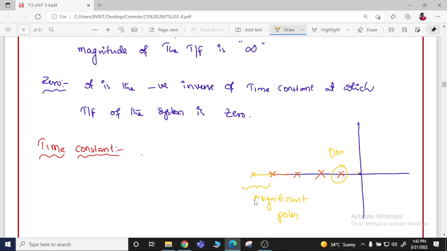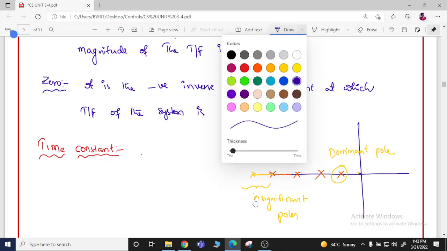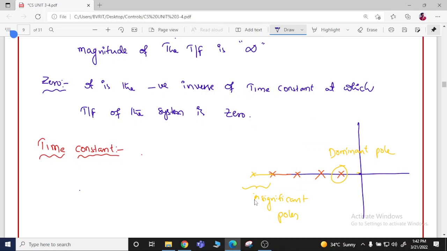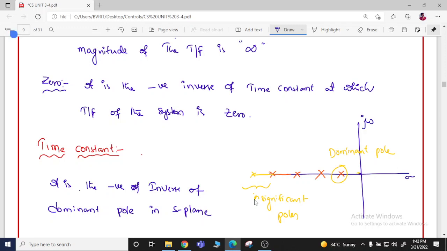And this is the dominant pole, which is near to the origin. So here the time constant can be calculated as the negative inverse of the dominant pole in the S plane. Dominant pole in the S plane is called the time constant. So this is the S plane, sigma j omega plane, and here this is the time constant.